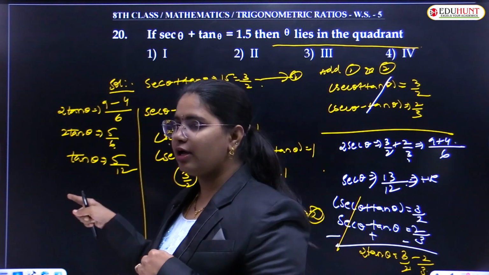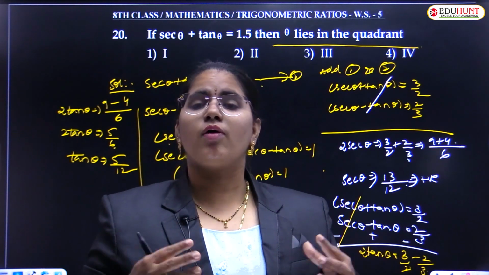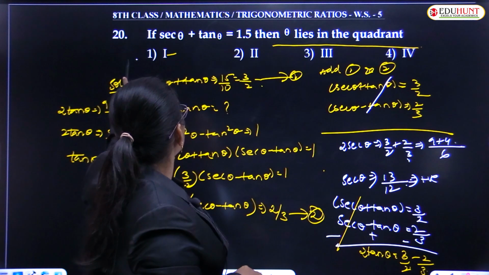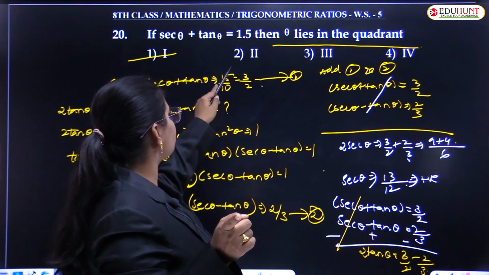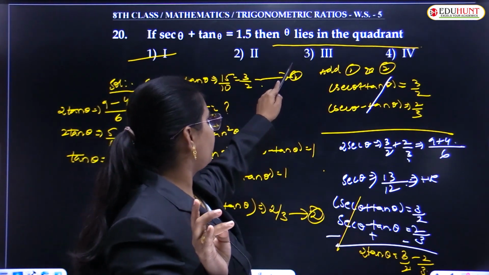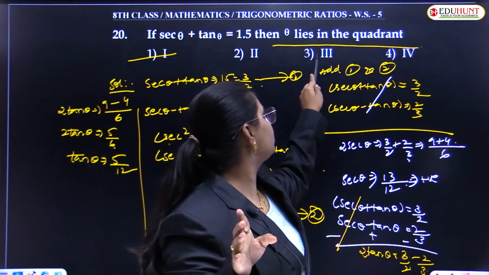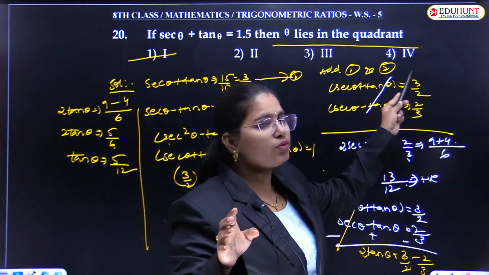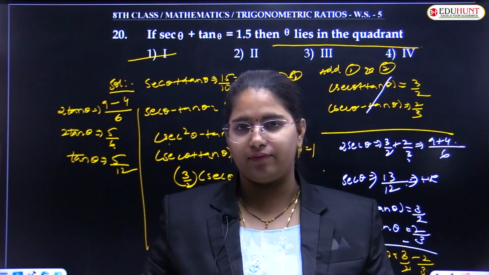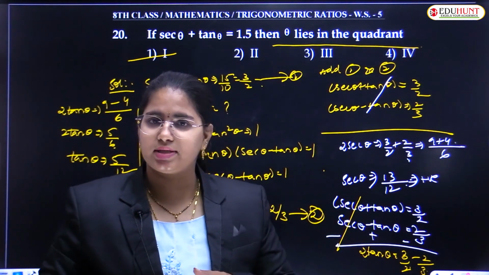If tan and secant are both positive, in which particular quadrant is it? Obviously it is the first quadrant. In the first quadrant only, both trigonometric ratios are positive. In the second quadrant both secant and tan are negative. In the third one only tan will be positive, but secant is negative, so this cannot be the answer. In the fourth one, secant will be positive, but tan will be negative, right? So here I got both trigonometric ratios with positive signs.